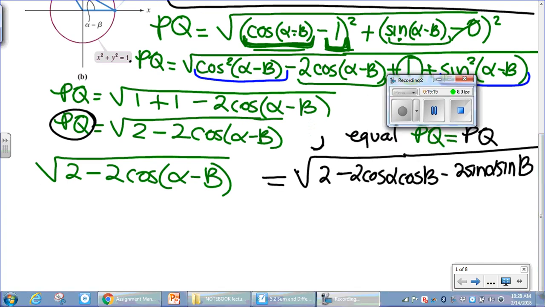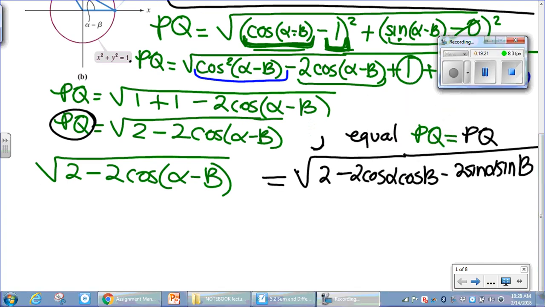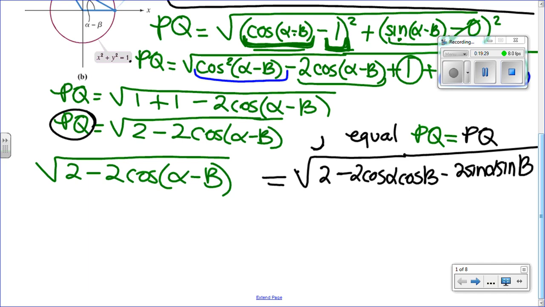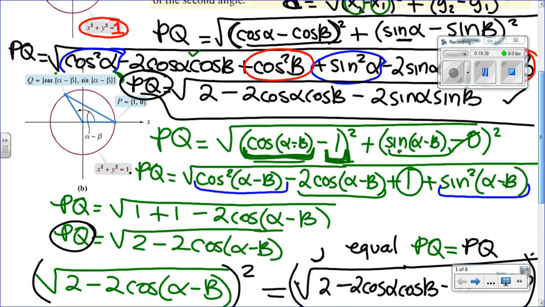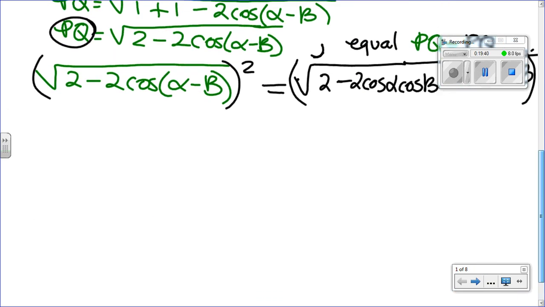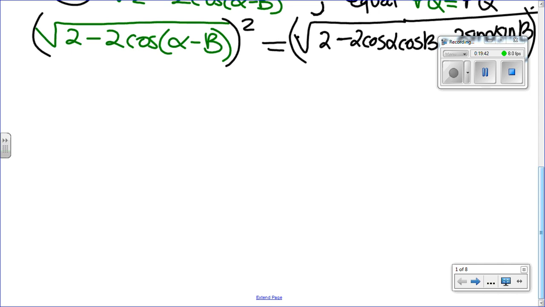Okay. Are you guys following what I'm doing? Just equaling one to the other. That's it. Okay. How can I get rid of a square root? Square it. Very good. So we do it to both sides. And of course, that will cancel the square roots, right?